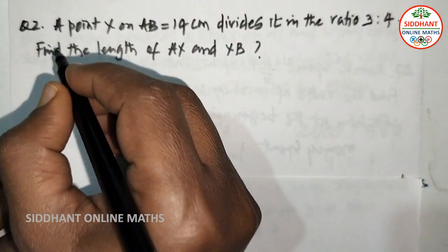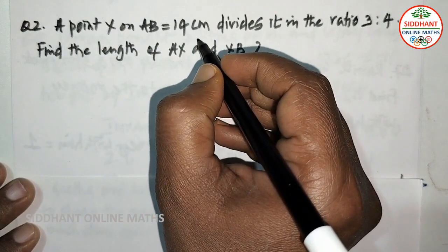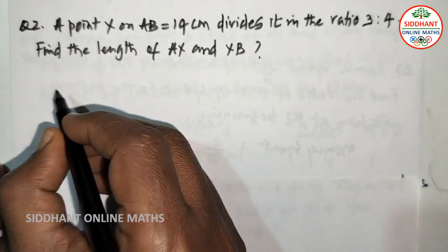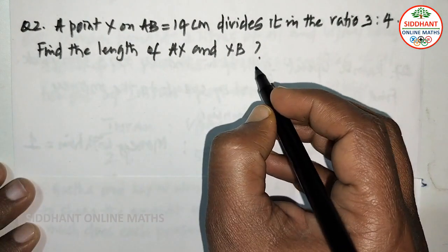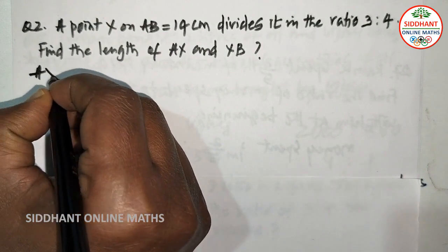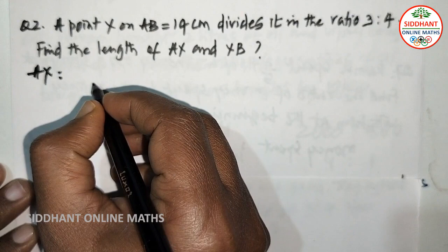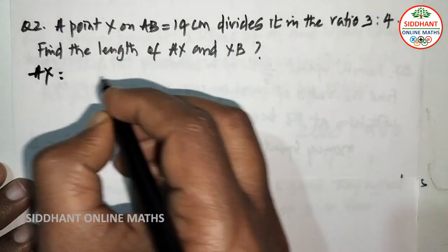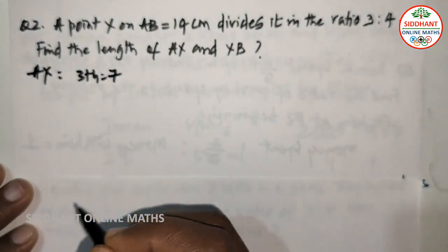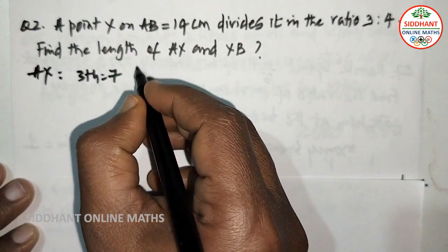Question number 2. A point X on AB is equal to 14 centimeters, divides it in the ratio 3:4. Find the length of AX and XB. So first we are going to see AX here. Now we are going to see the total number of ratio, that is 3:4, that is equal to 7 here.